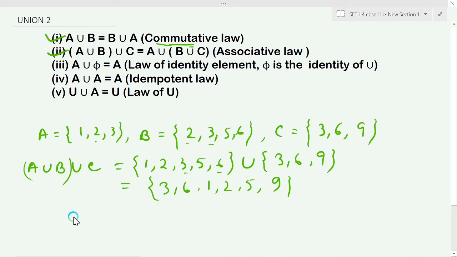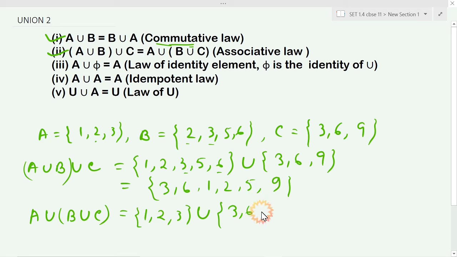Now we have to calculate A union B union C. So what is A? A is 1, 2, 3, union. Now B union C. So the common elements between B and C are 3 and 6. So first of all we write 3 and 6.